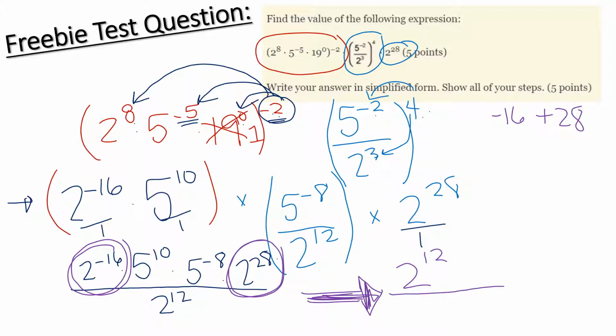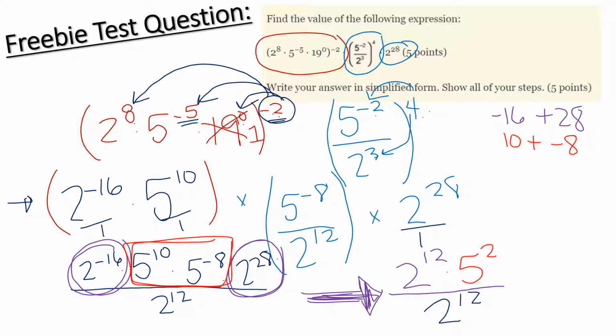And then I'm going to put the next two together, which is 5 to the 10th times 5 to the negative 8. They have the same base of 5. And if I combine those, that's like 10 and negative 8, which is actually a 2. And then I look and I only have 2 to the 12th in the denominator as well. So once I've done all that work, I've got 2 to the 12th times 5 to the 2nd all over 2 to the 12th.